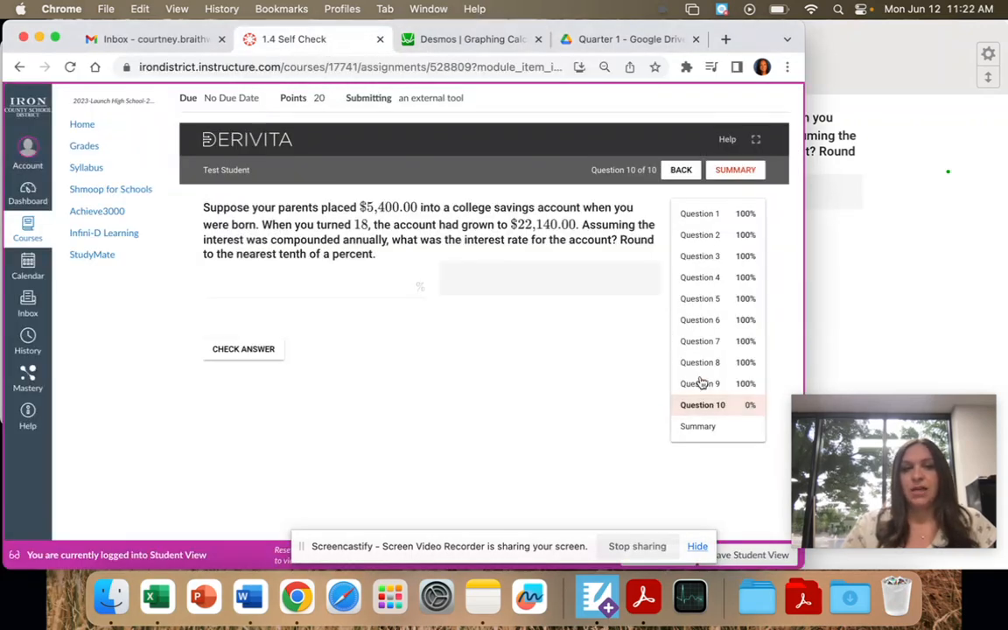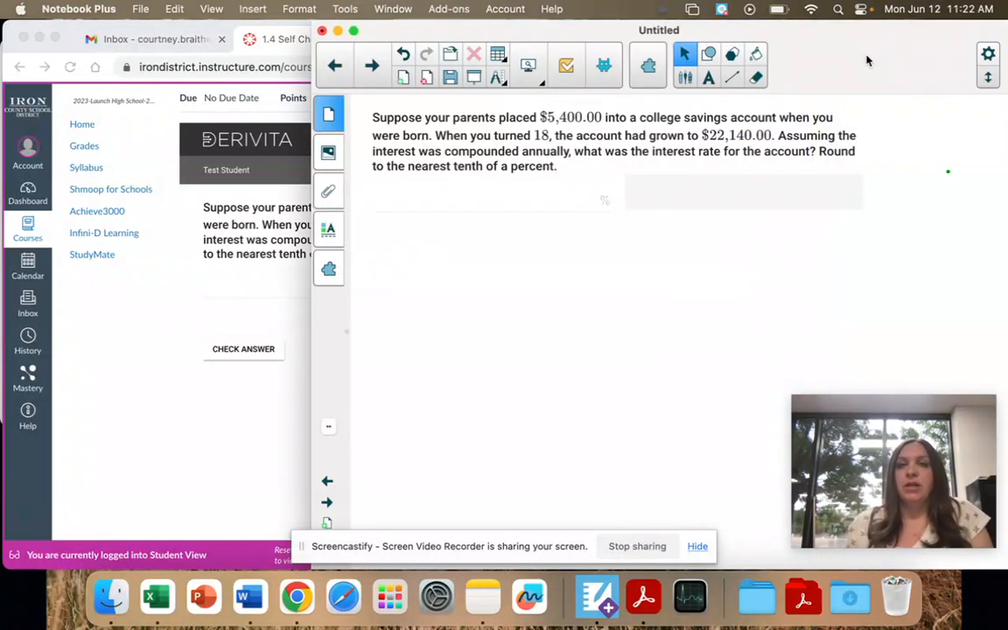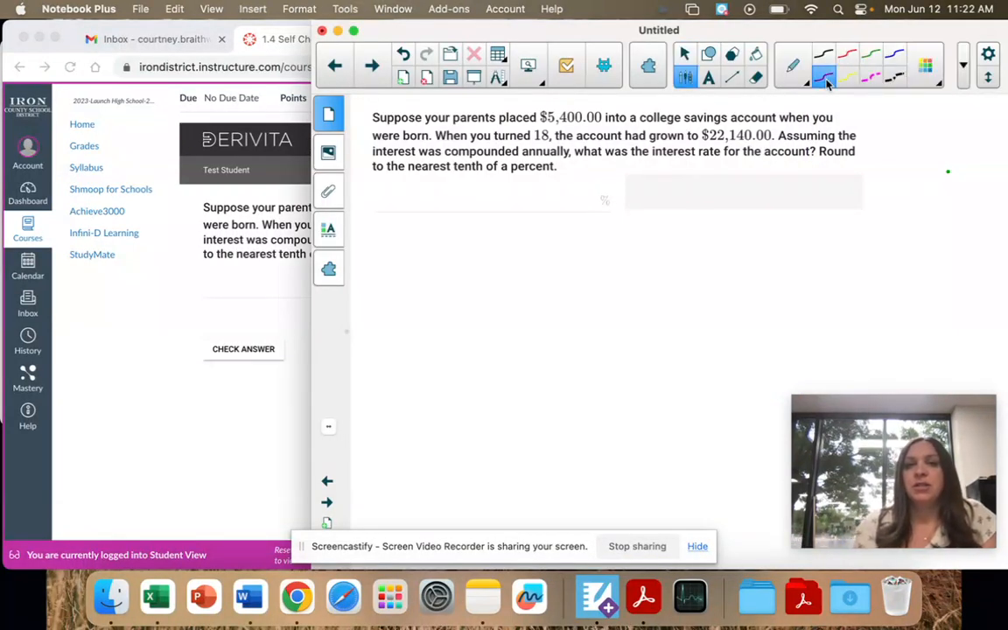Okay, so number 10, our last one. I'm just going to move on over here to read it, but it's the same question. I can just write over here. So suppose your parents placed $5,400 into a college savings account when you were born. You have really nice parents. When you turn 18, the account has grown all the way up to 22,000. Well, 22,140. Assuming the interest was compounded annually, what's the interest rate for the account?